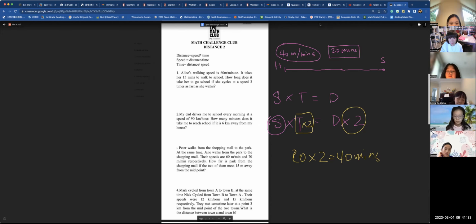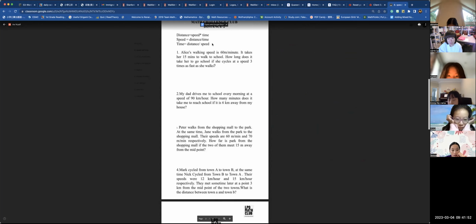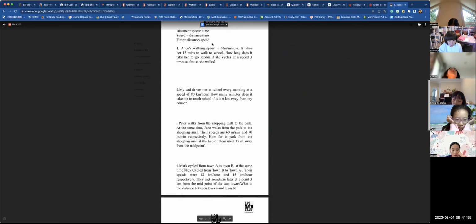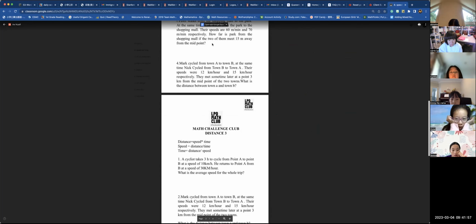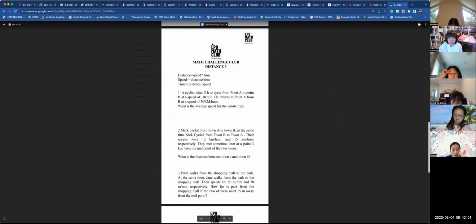Okay, so let's take a look at number 2. Peter walks from the shopping mall to the park. At the same time, Jane walks from the park to the shopping mall. The speeds are 60 meters per minute and 70 respectively. How far is the park from the shopping mall if the two of them meet 15 meters away from the midpoint? That's still the same thing as the question we learned in school, right? So we're not going to look at this one. Let's take a look at number 1 for the 3.